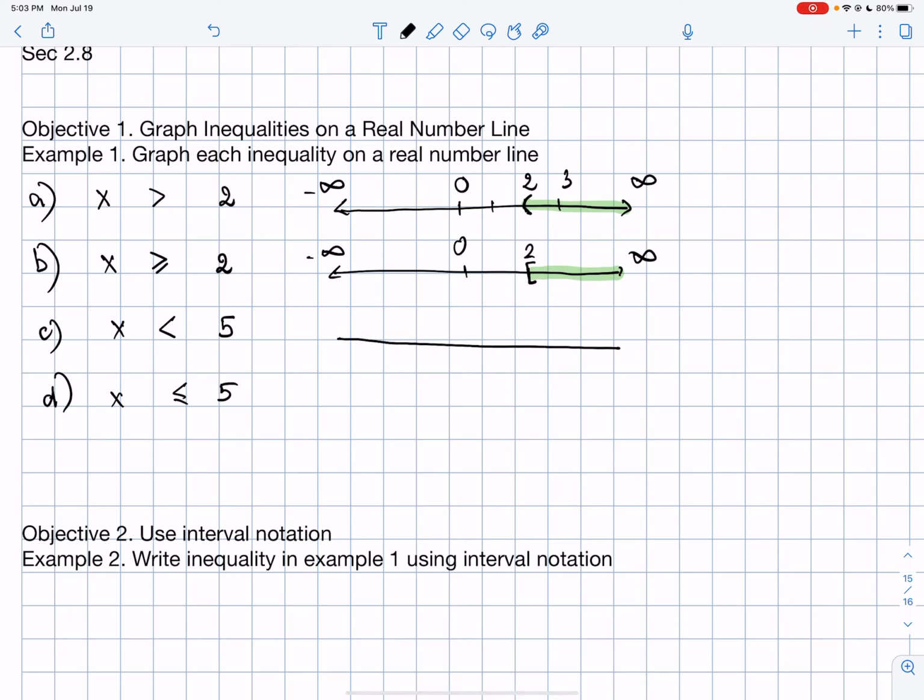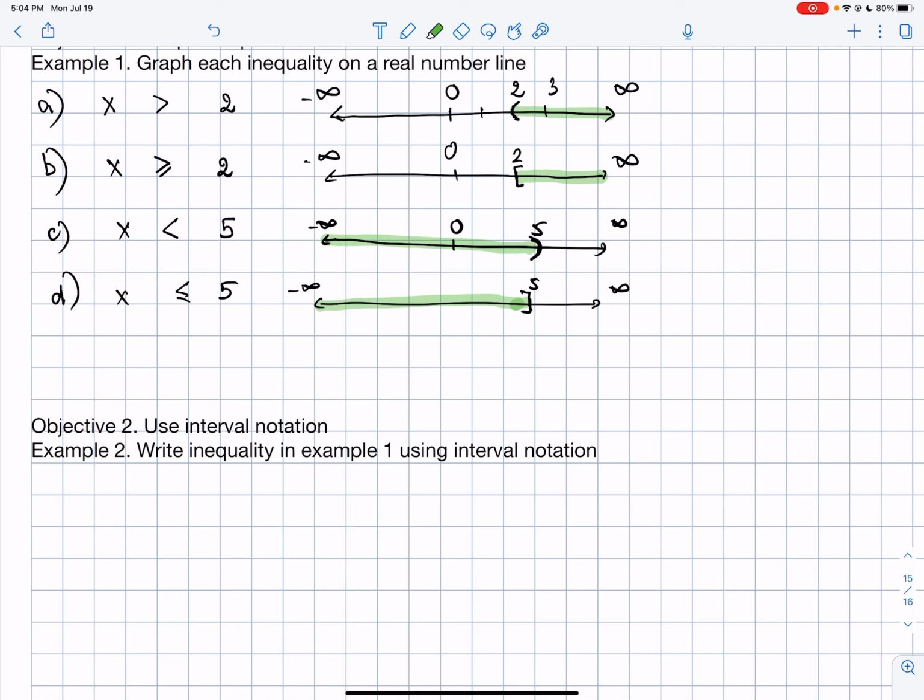Now in part C, we have infinity and negative infinity. So we have 5 somewhere here. We want the numbers less than 5. Numbers less than 5 are on the left side of 5. We will highlight from 5 to negative infinity. Similarly, we want the numbers less than or equal to 5. We still shade on the left side. Without the equal sign, we use the parenthesis, meaning not including the 5. And we use the bracket, meaning we include the 5.